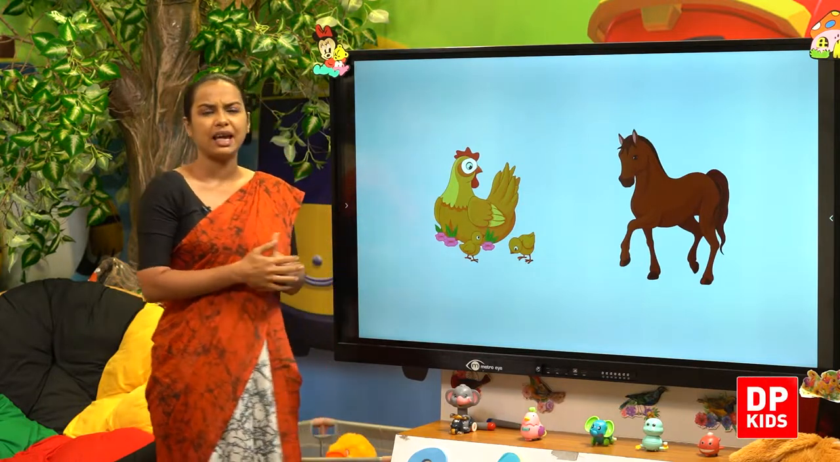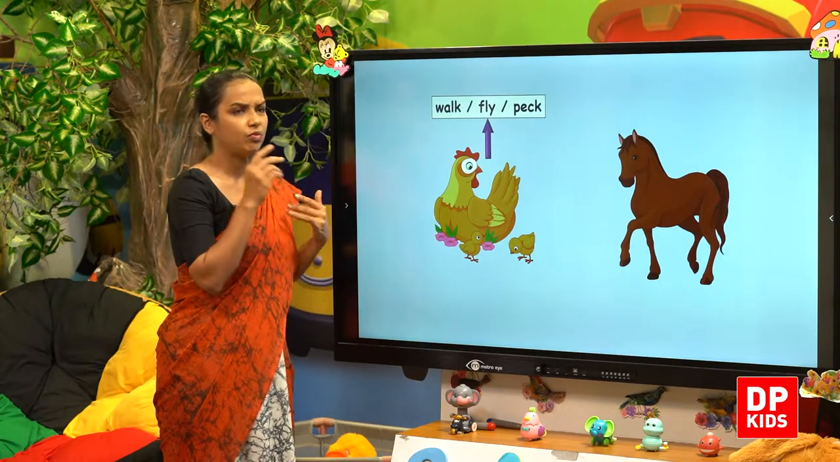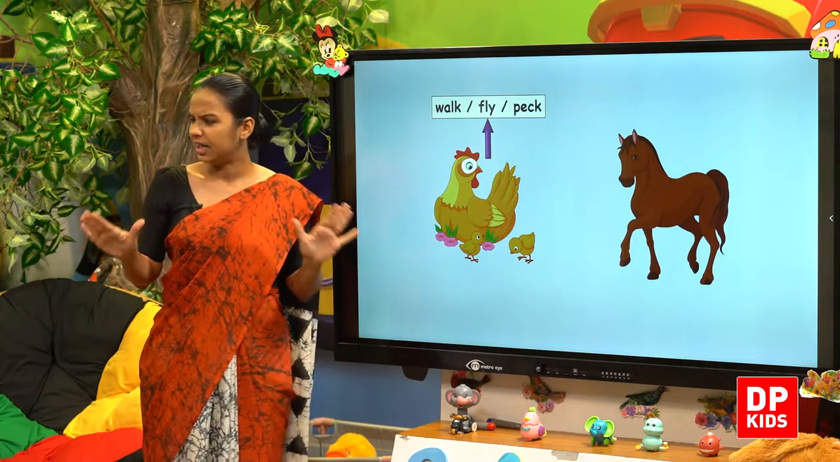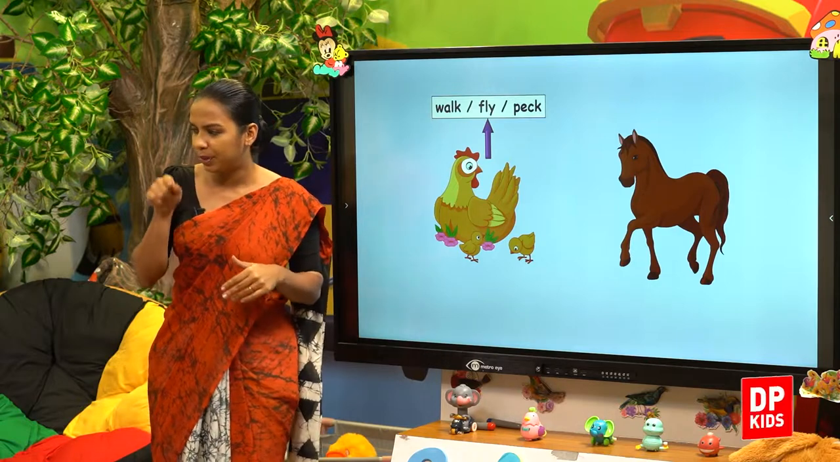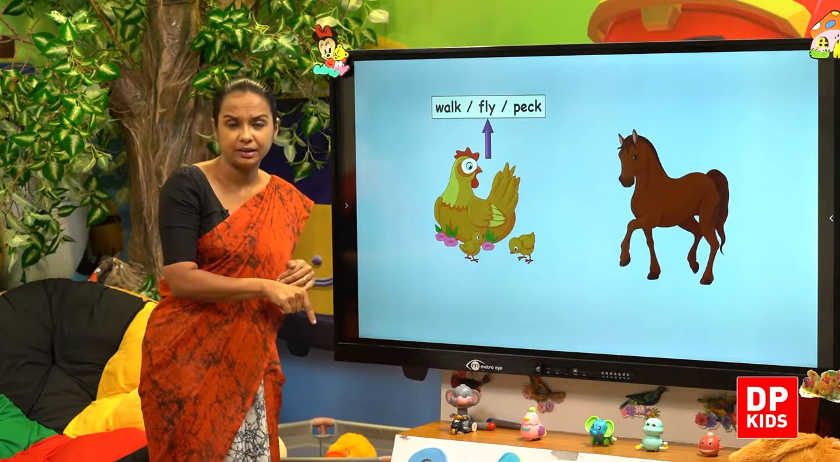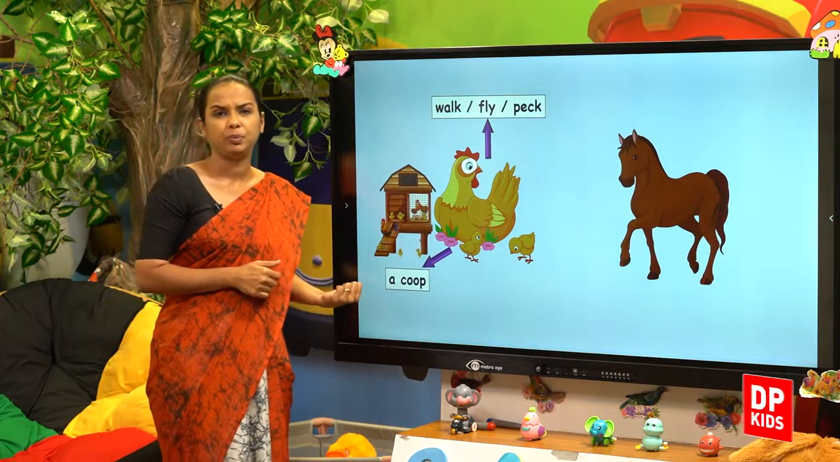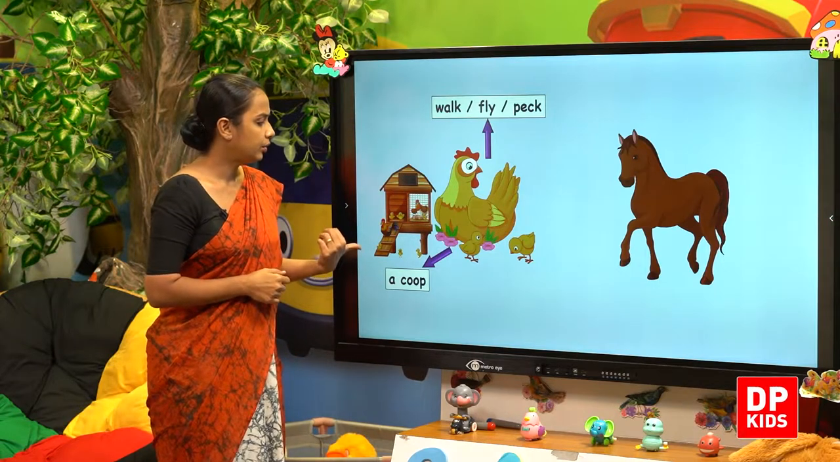So what can these hen and chicks do? Where do they live? They can walk. They can fly a little. And they can peck. Yes, they peck. And then, yes, they live in a coop. A hen coop. Right? They live in a coop.